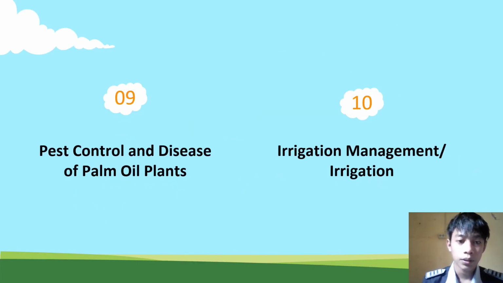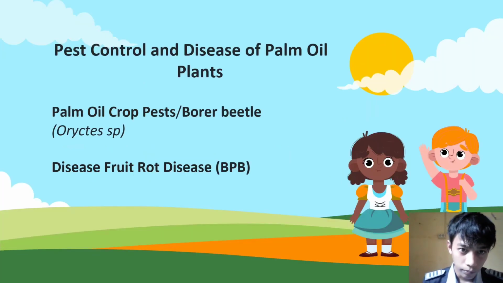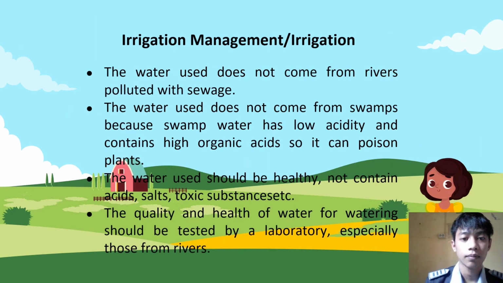Nine, pest control and disease of palm oil plants. And ten, irrigation management or irrigation. Pest control and disease of palm oil plants. Palm oil crop pests include borer beetle and Oryctes sp. Disease, fruit growth BPB. Irrigation management or irrigation.